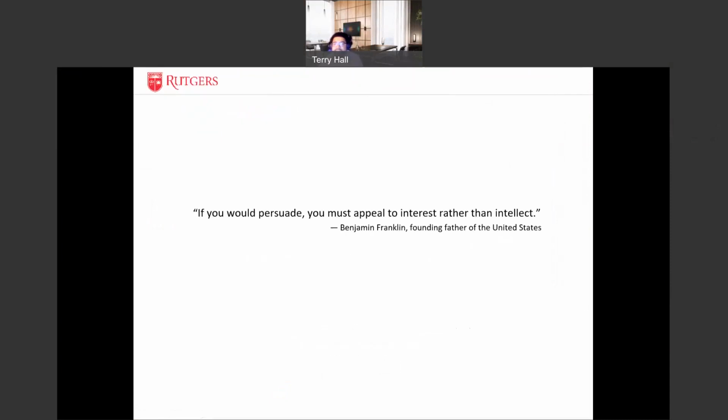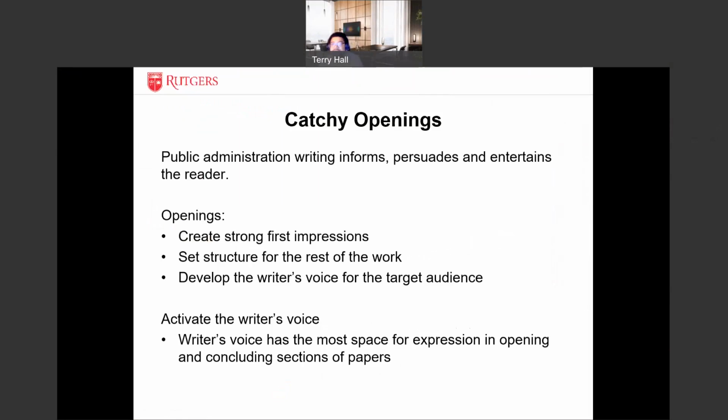Benjamin Franklin once said, "If you would persuade, you must appeal to interest rather than intellect." We want to focus this seminar on catchy openings because while public administration informs, persuades, and entertains the audience, openings are the place where writers can create strong first impressions, set structure for the rest of the work, and develop a strong voice for their target audience.